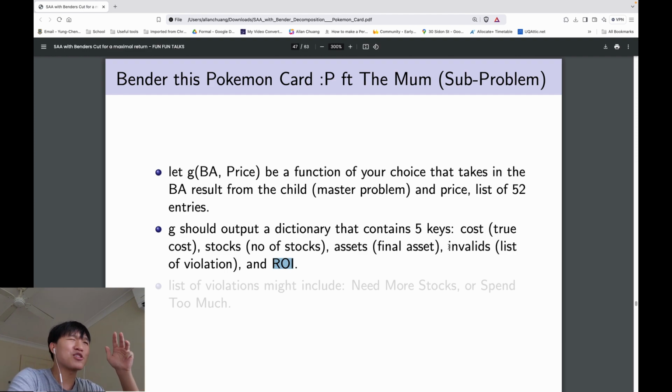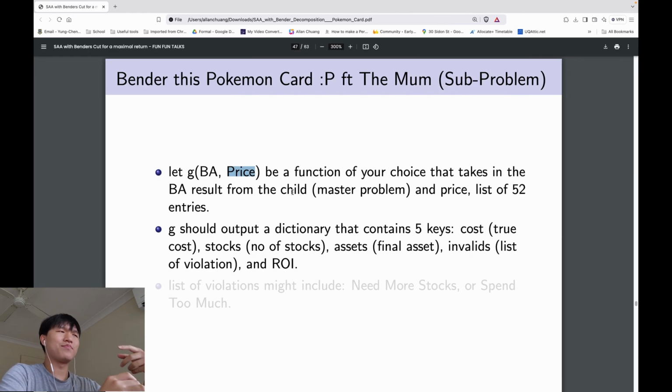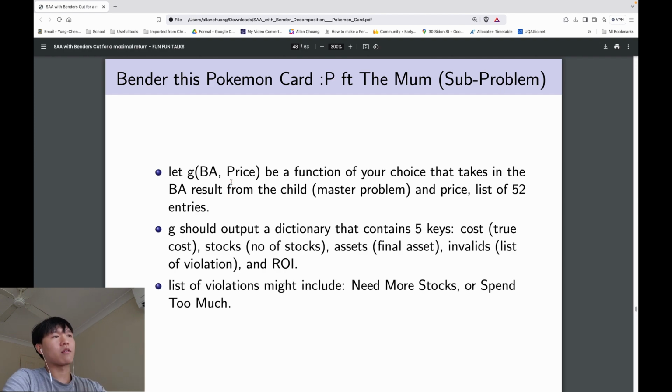And finally, we have this special thing called invalids, which is going to be a list of all the violations that happen. What does that mean? Well, there's two possible violations that could happen, right? The first violation is that the solution the child gave to us, along with the actual price scenario, doesn't actually match. So what that means is, you're not going to buy enough stock, for example. You're not going to buy 30 cards that you wanted because possibly the price just never met the BA value that the child was expecting. So that's one of the possible violations.